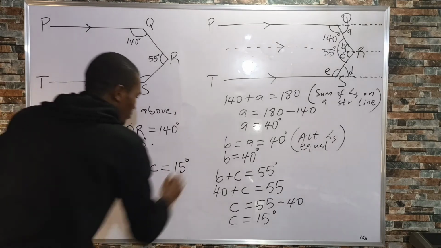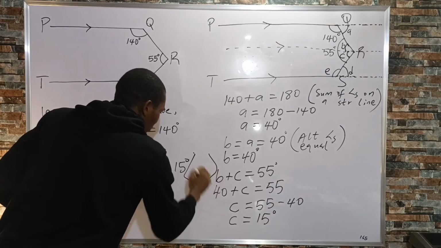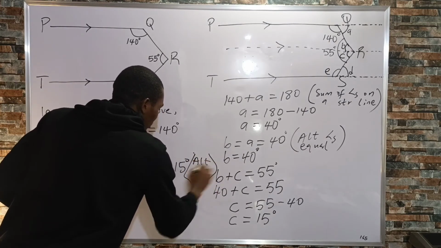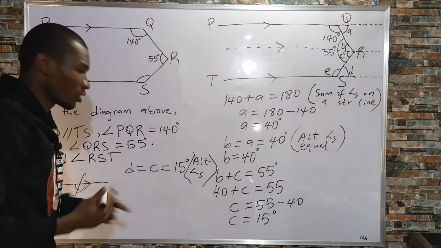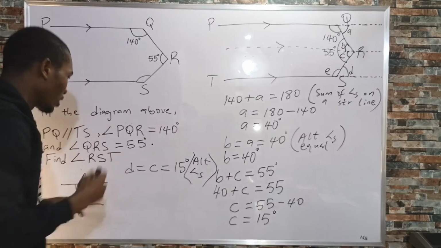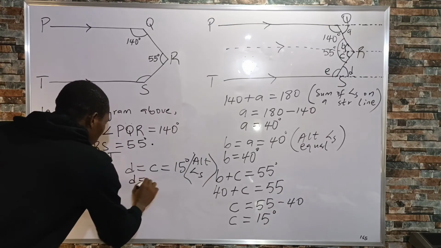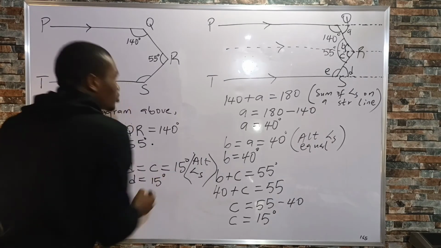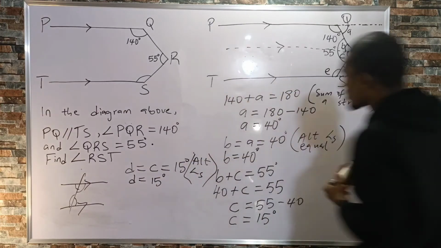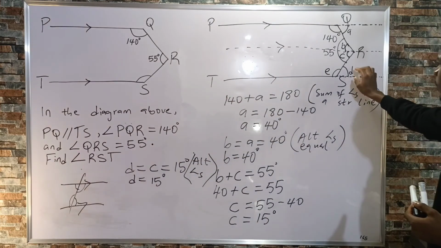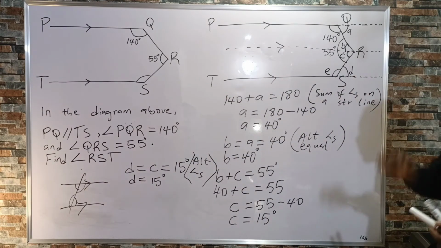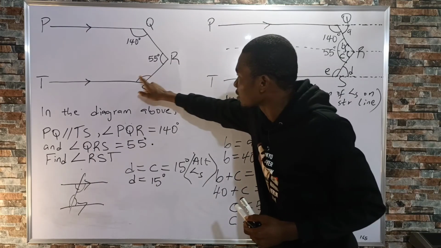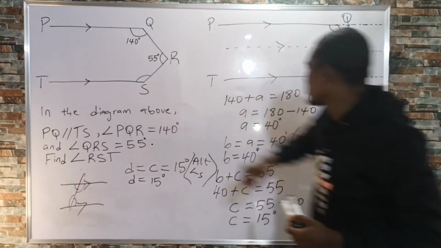And what is the reason backing it up? The reason is that they are alternate angles, and alternate angles are equal. Hence, our angle D is equal to 15 degrees. So we succeeded in finding our angle D. But we are not asked to find the angle D. We are asked to find this angle here, which is angle S, okay?